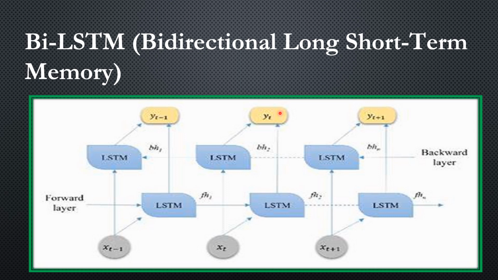So in summary, we can say bi-LSTM is a variation of LSTM that processes sequential data in both directions, left to right and right to left, to capture the complete understanding of the context of each word. And this can be useful for tasks like sentiment analysis, where understanding the context of a word is crucial for accurate prediction.